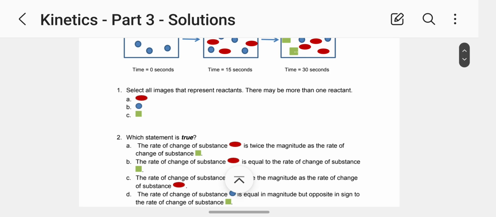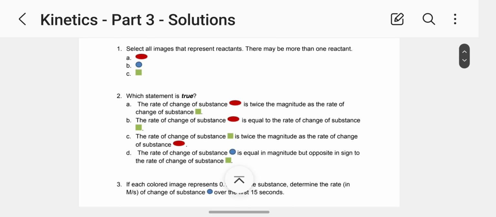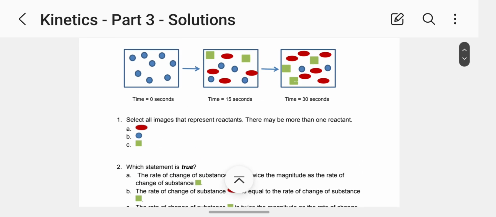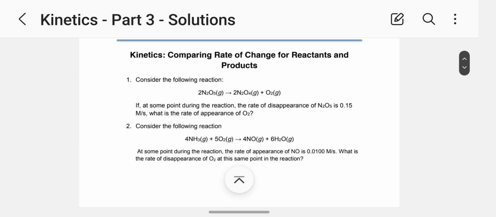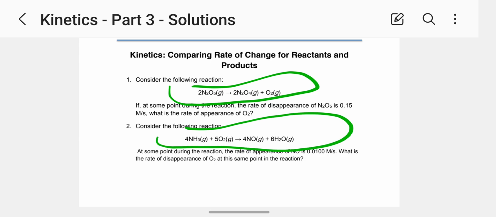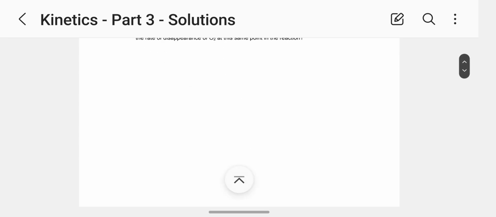so recall images that represent reactions. There may be more than one reactant. So you can see in this case there are only two reactants, A and B. Afterwards they ask which statement is true, that is, what is the magnitude of the change of substance. So the first statement is always true. Then comparing the rate of change of our reactants and products. So these are different kinds of numericals which should be solved according to the requirement they have asked for. Disappearance of oxygen, rate of appearance of oxygen.